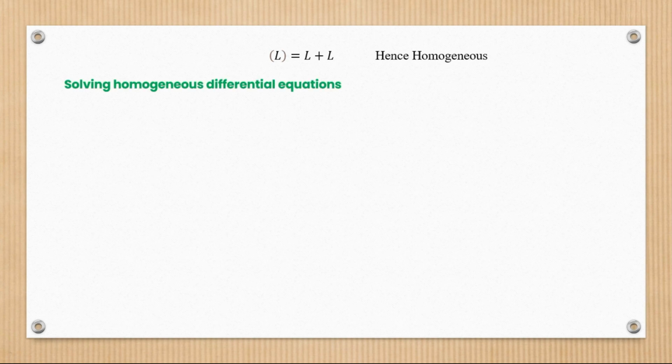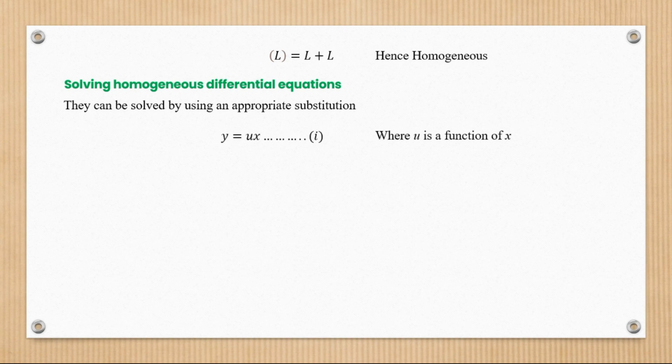Alright, so now that we know how to test the dimensions of any differential equation to check whether it's homogeneous, how do we solve these differential equations that are homogeneous? They can be solved using an appropriate substitution: y is equal to ux, where u is a function of x. Now, if I choose to differentiate this, I'm going to use the product rule, and I'll get dy/dx being equal to u plus x du/dx.